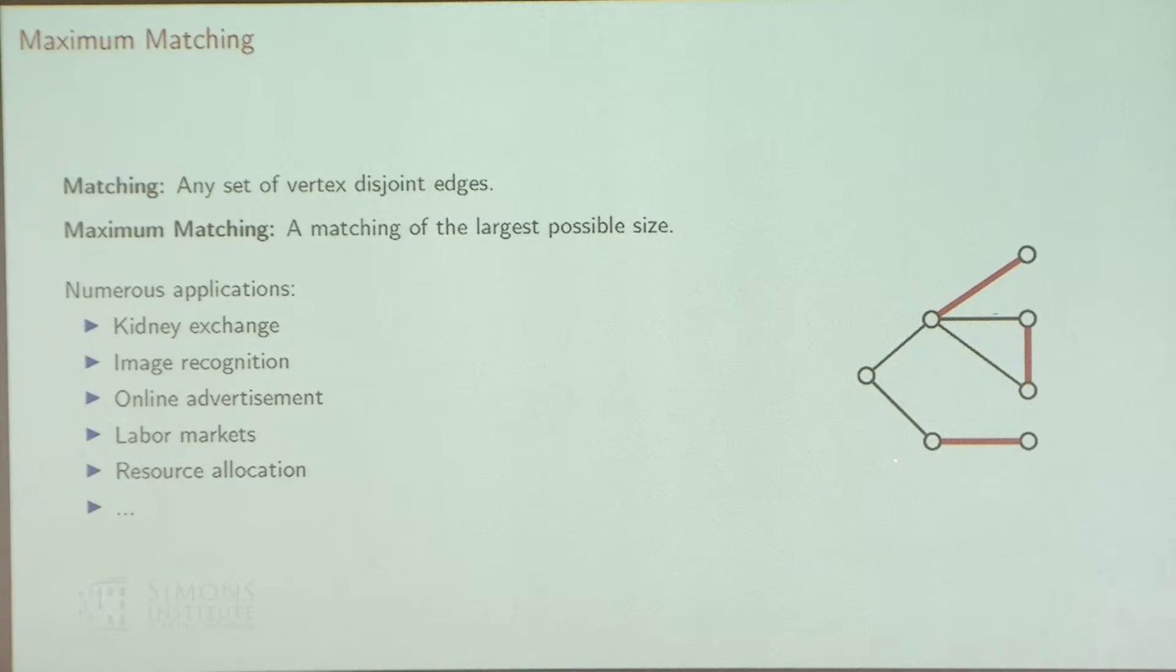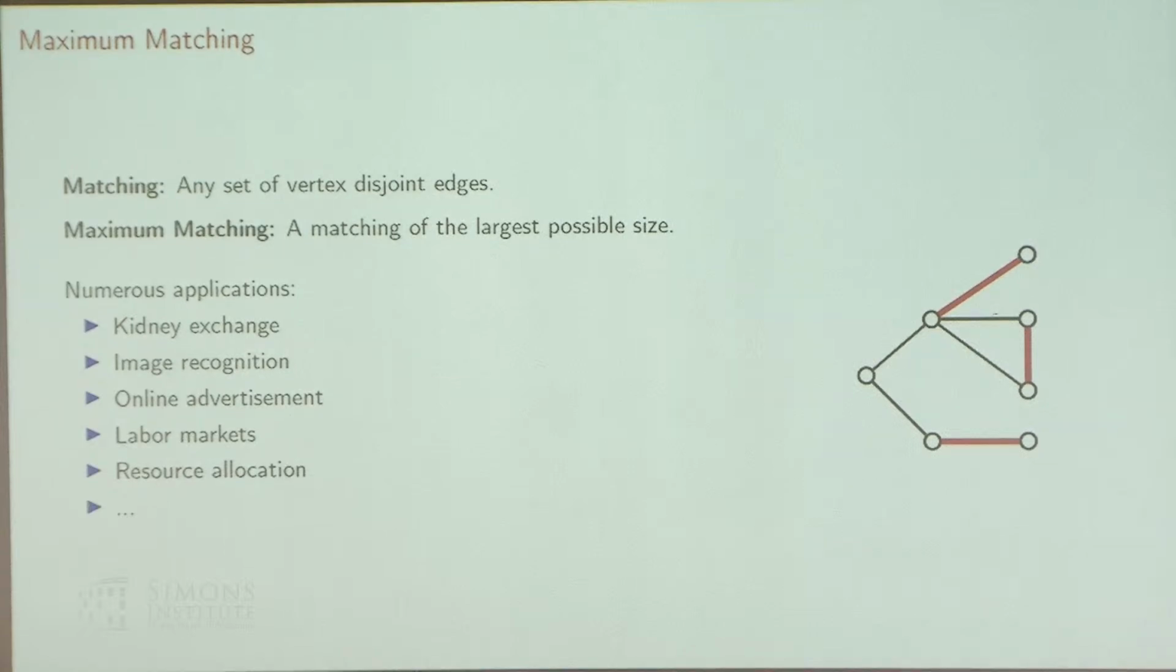So what is a matching? A matching is just a set of vertex disjoint edges in the graph. So these red edges form a matching. And we'll be interested in a matching of large size, or maximum matching, which is basically the largest possible matching you can find in the graph. And this problem has numerous applications, from kidney exchange to image recognition, and so on and so forth.